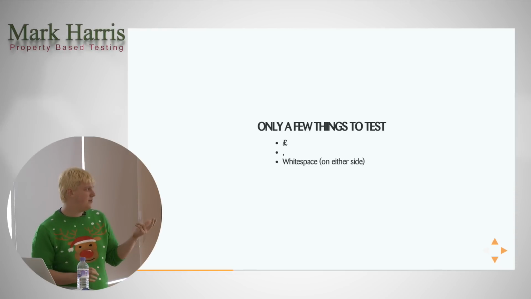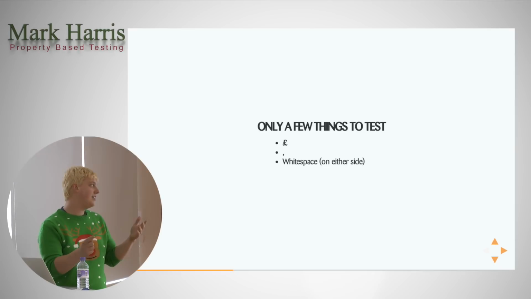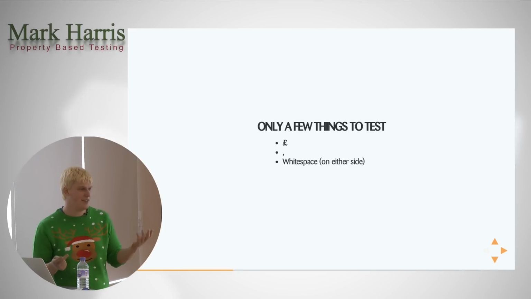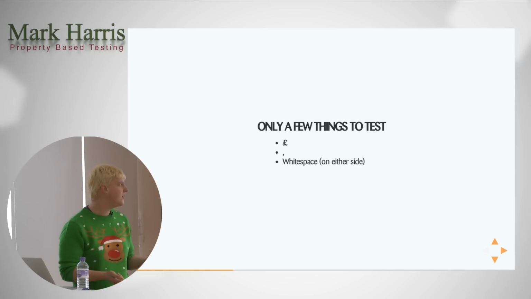To be really sure, we'd like to test combinations of them, so a pound sign and some white space on either side, which you get when you copy and paste. We might like to test, so that's 3 combinations of 2 features. There's another test that we might like to write that has all 3 of those things. We might like to write a test that has none of them. So we're up to 8 tests.